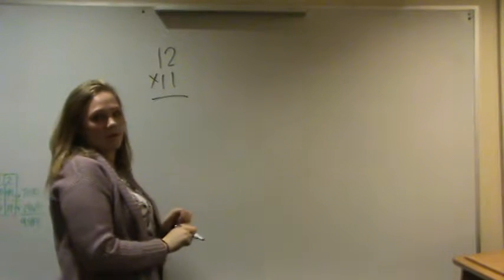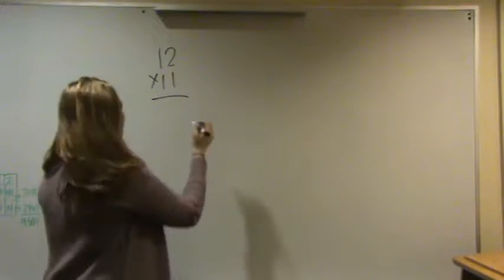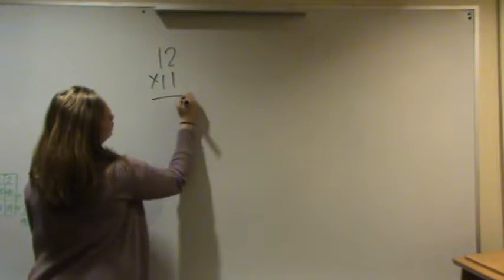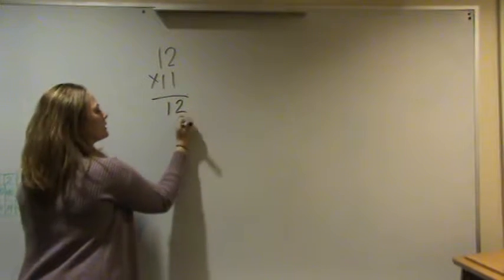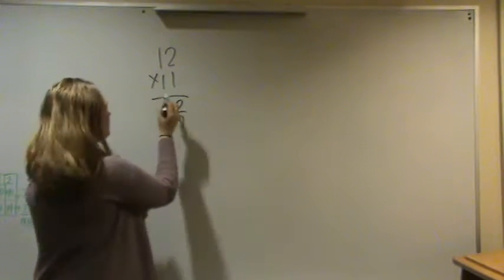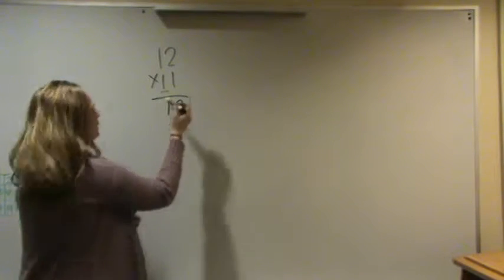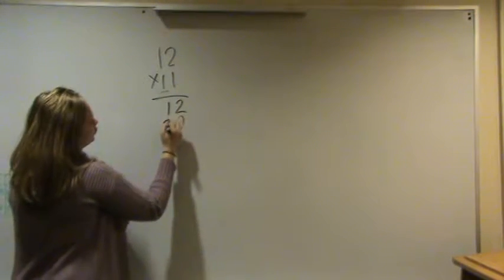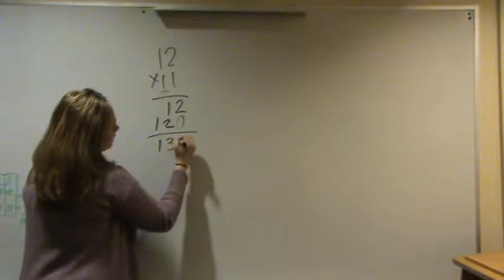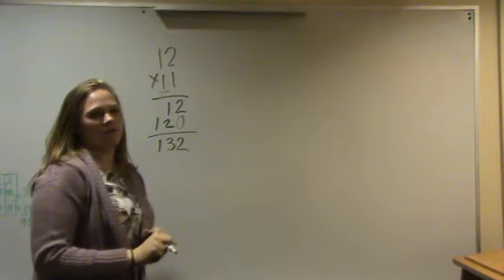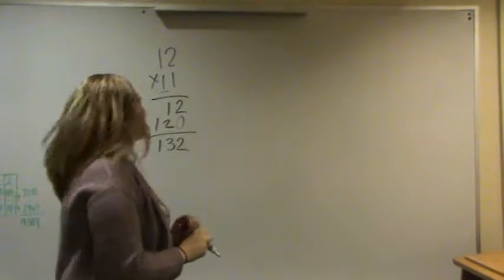Now, in the way that we've been doing it so far, we do 1 times 2 is 2, and 1 times 1 is 1. We put the 0 in the second row because we're going to switch over to our tens place. Now we're going to do 1 times 2 is 2, and 1 times 1 is 1. And we get 132.